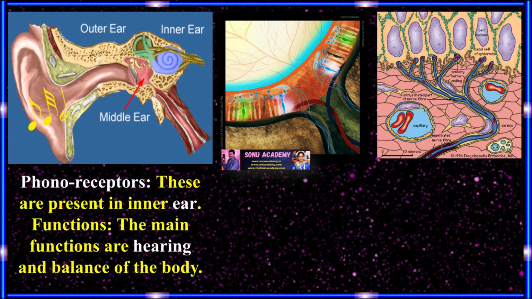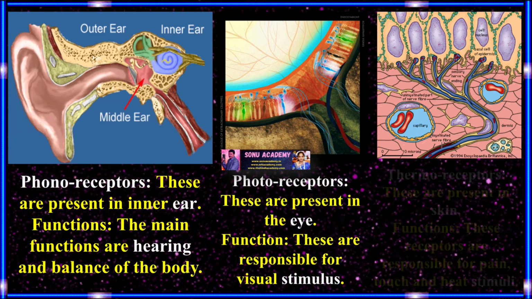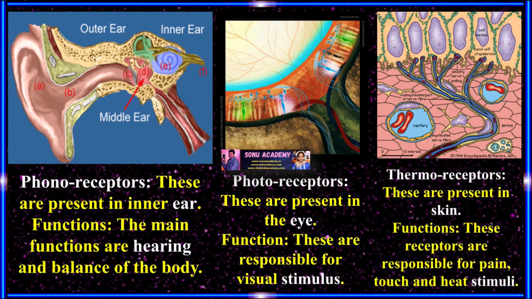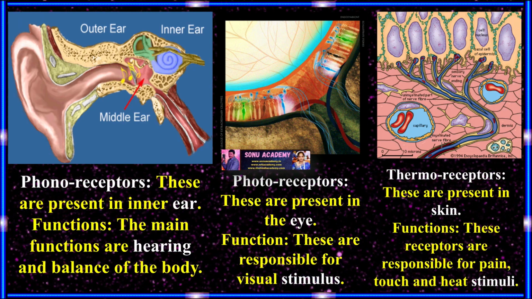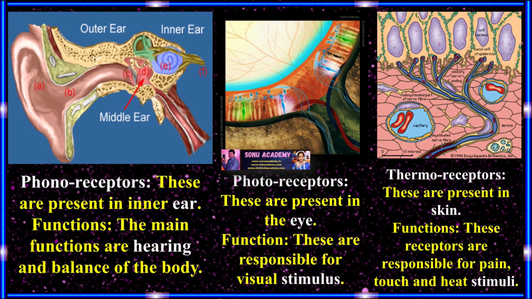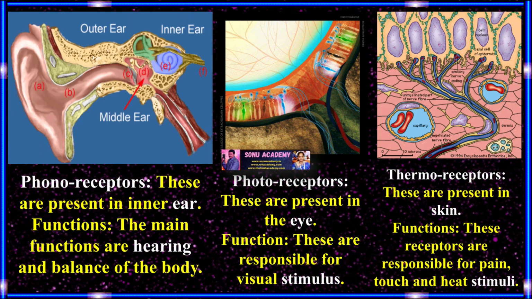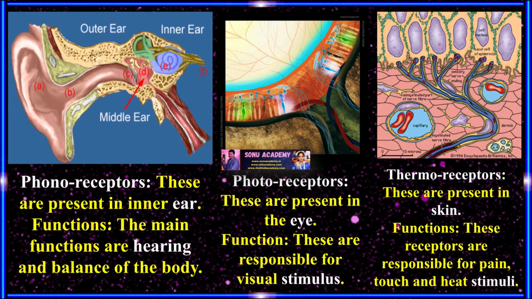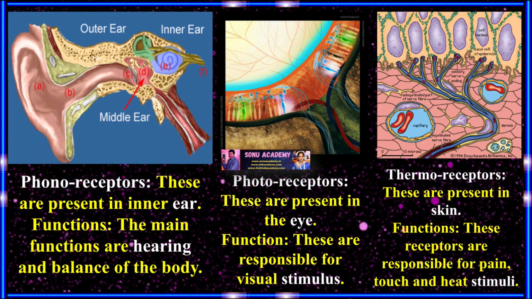Phonoreceptors. These are present in the inner ear. The main functions of the phonoreceptors are hearing and balancing of the body. Photoreceptors. These are present in the eye. The function of the photoreceptors is being responsible for visual stimulus. Thermoreceptors. They are present in the skin, and the function of thermoreceptors is being responsible for pain, touch and heat stimuli.